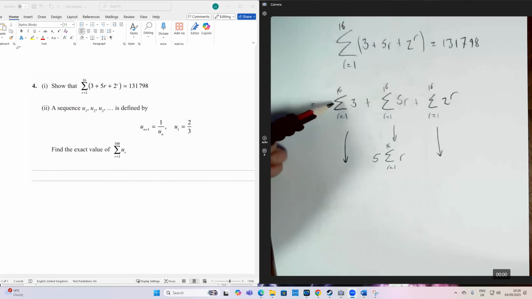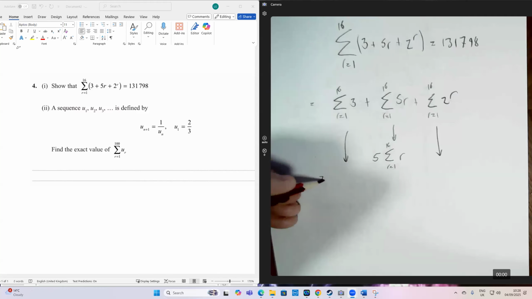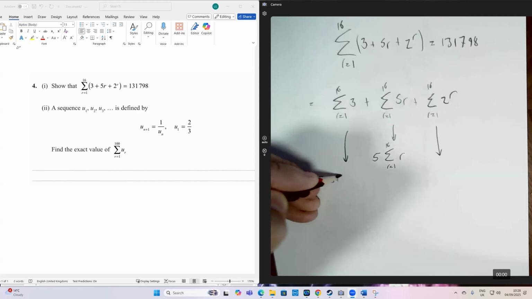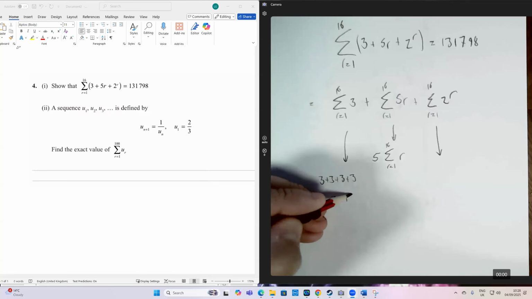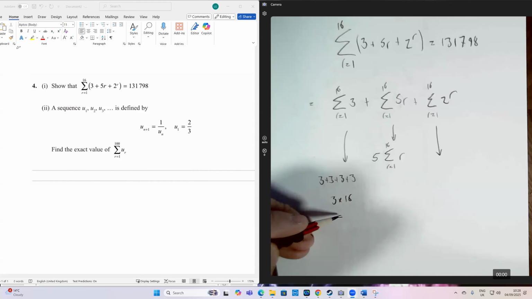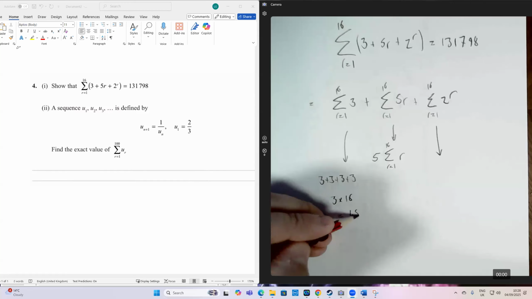So the first term, I've got to work out the summation from r equals 1 to 16 of 3. Now, what does that mean? That just means I've got 3, add 3, add 3, 16 times. So that is 3 times 16, which is going to be 48, that first term.